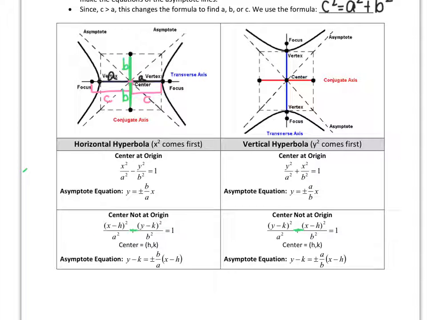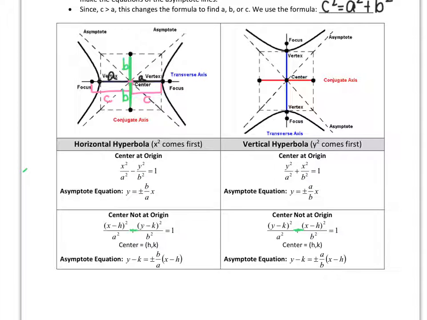So how do I know if the hyperbola looks like this or if it looks like this? With ellipses, we said if the bottom number, the first number, was bigger than the second number, and vice versa. The horizontal hyperbola, which is this one, will happen when the x squared comes first in the equation. If the y squared comes first in the equation, then we have what we call a vertical hyperbola. Okay? The a and the b don't change in this one. The a and the b stay the same.